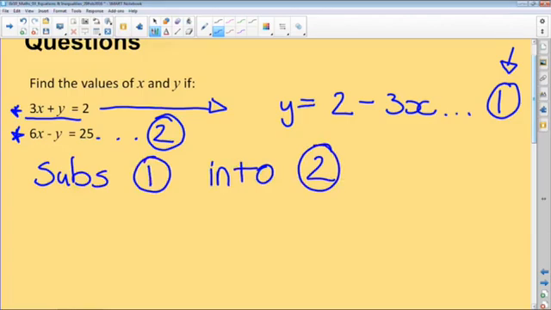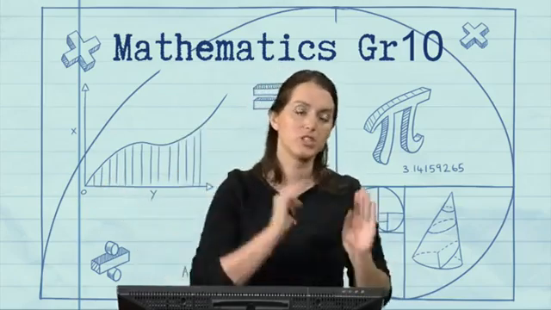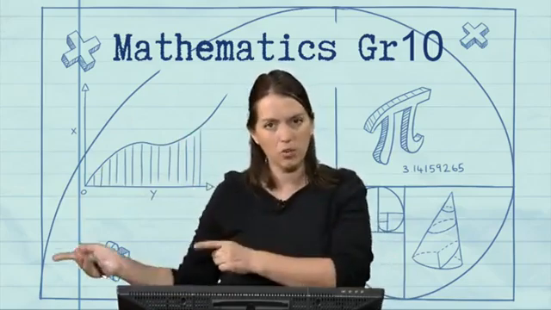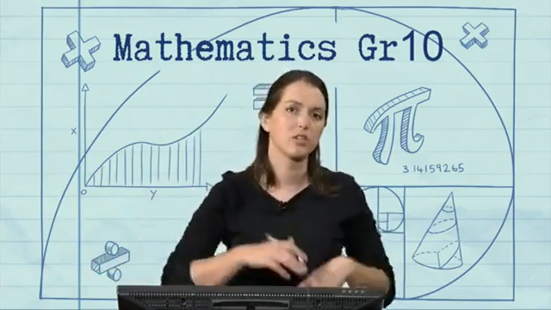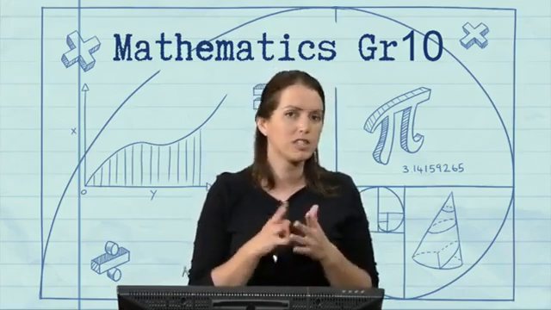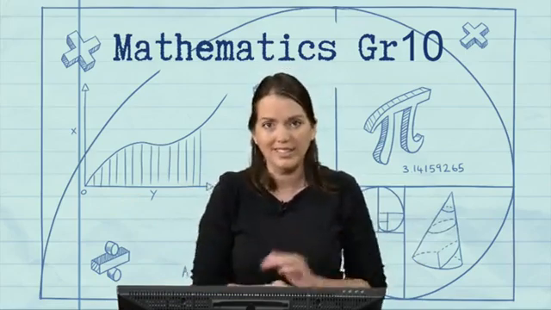So grade 10s, I have now told the person who's reading my work that I'm taking equation 1 and I'm going to put it into equation 2. That means wherever I see a y in equation 2, I'm going to replace it with the value of y from equation 1. And that means there will be no more y's in that new equation. That means I can solve for x.